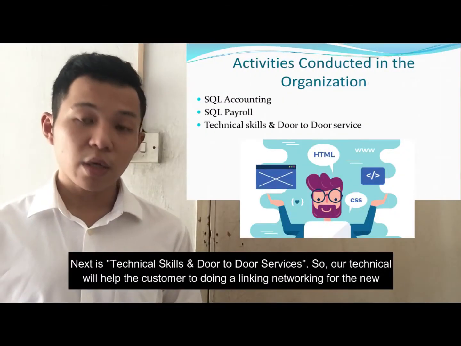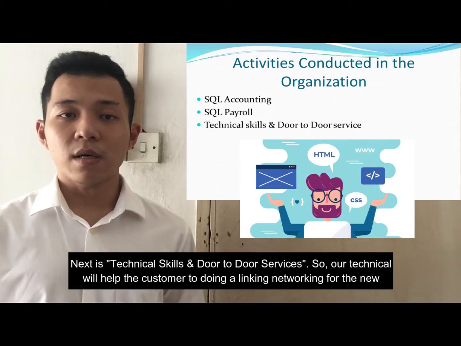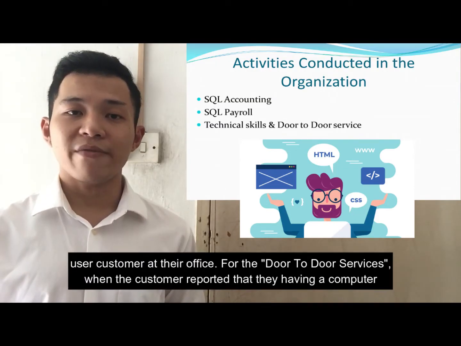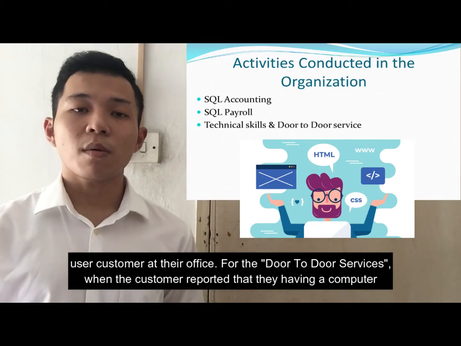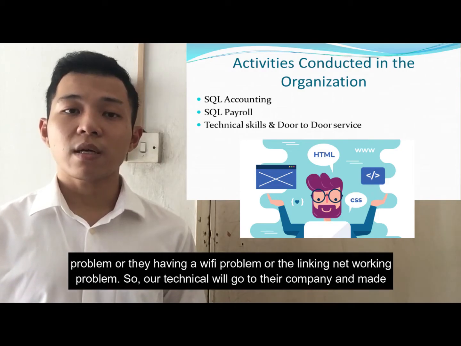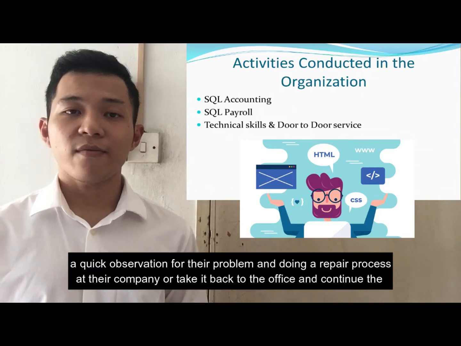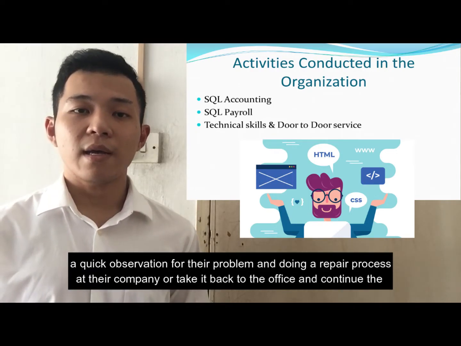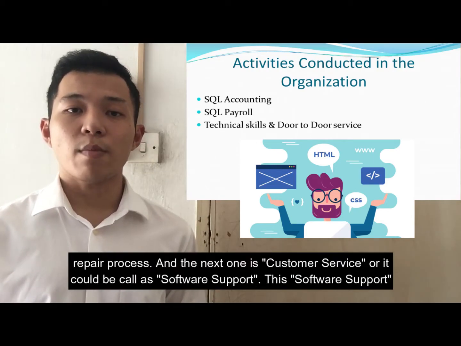So next one is technical skill and door-to-door service. Our technicians will help customers do the linking and networking for new users at their office. For the door-to-door service, when the customer reports that they're having a computer problem, a Wi-Fi problem, or a linking networking problem, our technician will go to their company and make a quick observation of the problem and do the repair process at their company, or take it back to the office and continue the repair process.